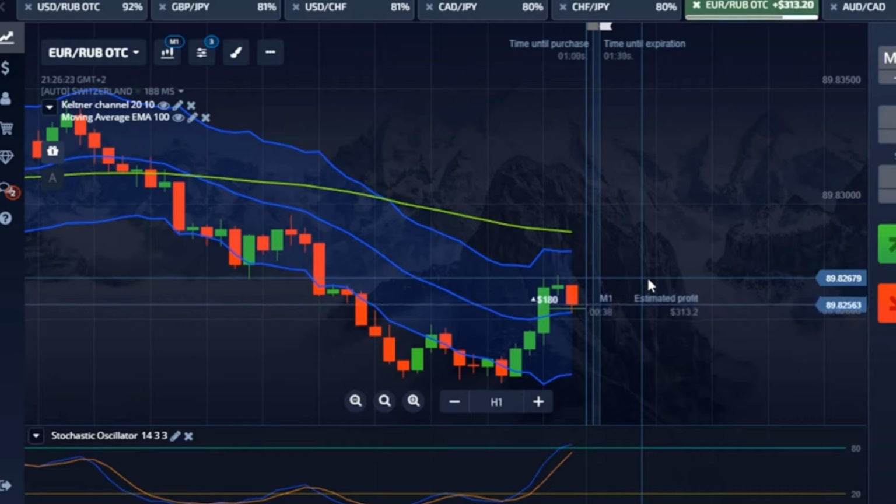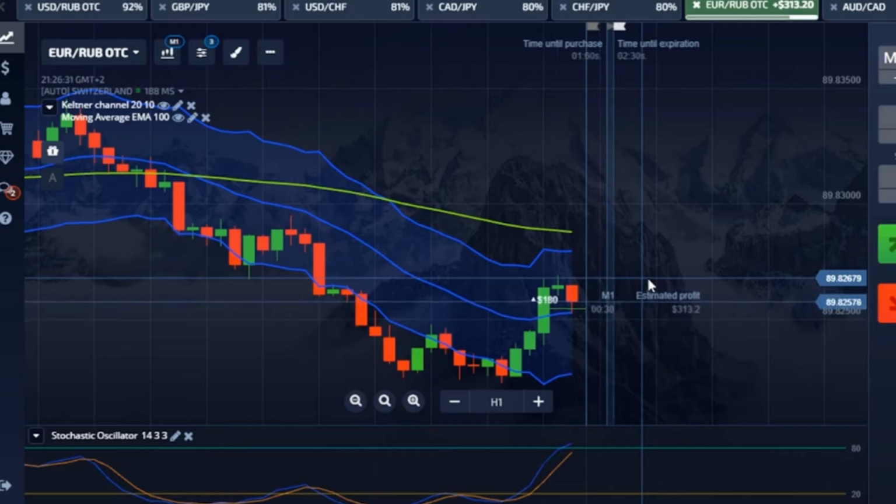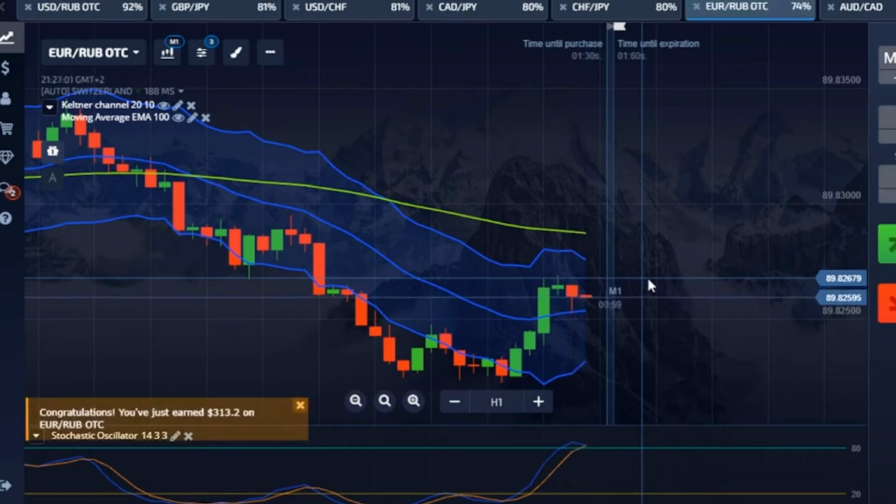Using only the Keltner channel and the stochastic oscillator indicators, you get the entry points, but to identify the good entry points for profitable trades, you need the moving average. The trade is successful but the market has already started to reverse. If this trade was entered just a few seconds late, it would be a zero profit trade.